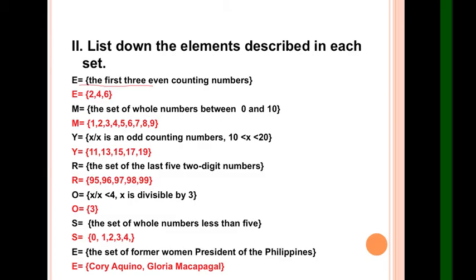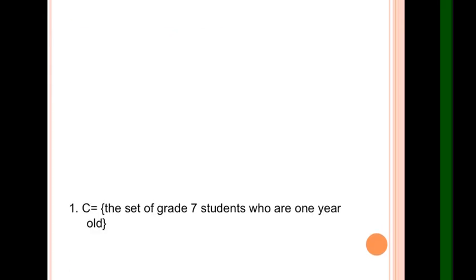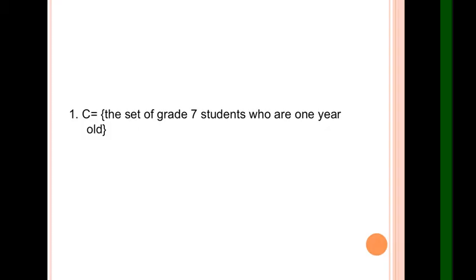Okay, so I hope it is very clear now what is the difference among listing method, rule method, and set builder notation. Now, let's proceed to this one. C is equal to the set of grade 7 students who are 1 year old. Is that possible? Is there a 1 year old grade 7 student?